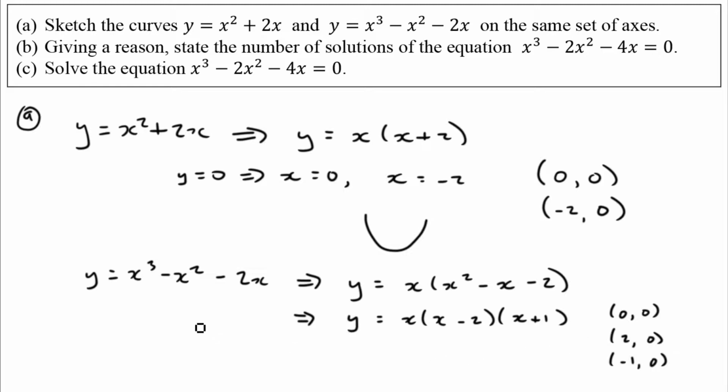This is a cubic curve with a positive coefficient of x cubed, so we know that it has this general shape.